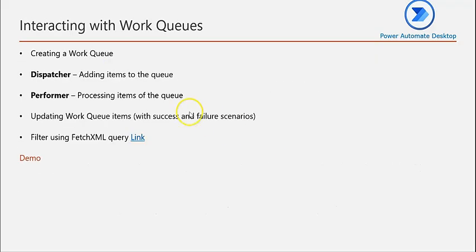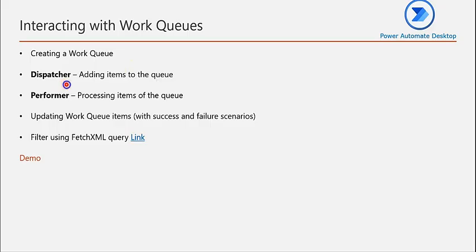Okay, good. So interacting with work queues, I'll be showing it to you in the form of a demo, the creation of a work queue. But before that, you need to know the concept of dispatcher and performer. This is used in PAD. It's actually not a Microsoft concept. I haven't found this concept anywhere in the documentation, but you can use it in other RPA tools also.